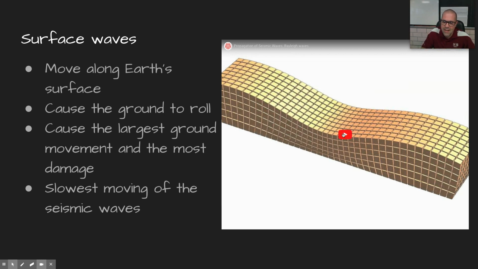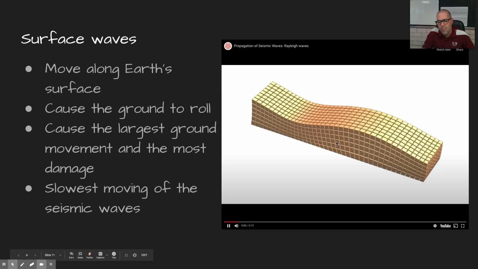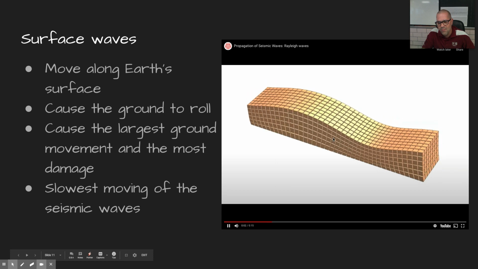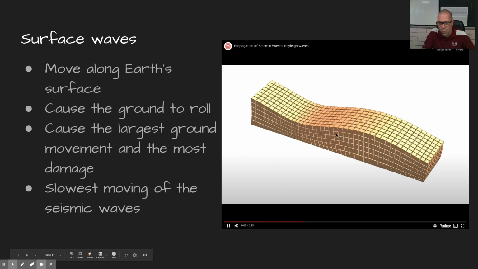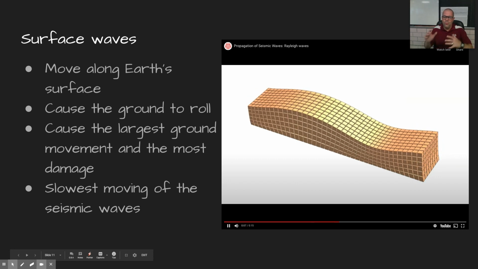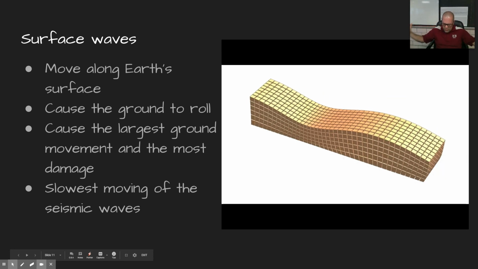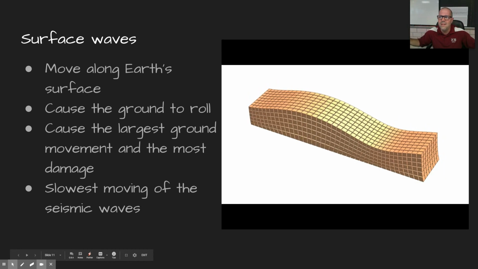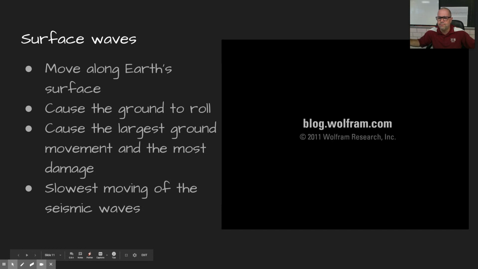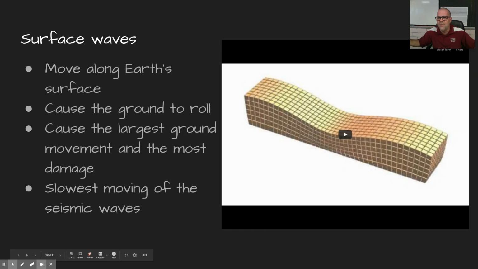So let's check out the motion of what they call the Rayleigh wave. This is the surface wave. I'm going to put my pointer here, and you see as this wave passes through, everything is just rolling along. These would be large, huge pieces of the Earth's surface that are doing this. In large magnitude earthquakes, you couldn't stand.